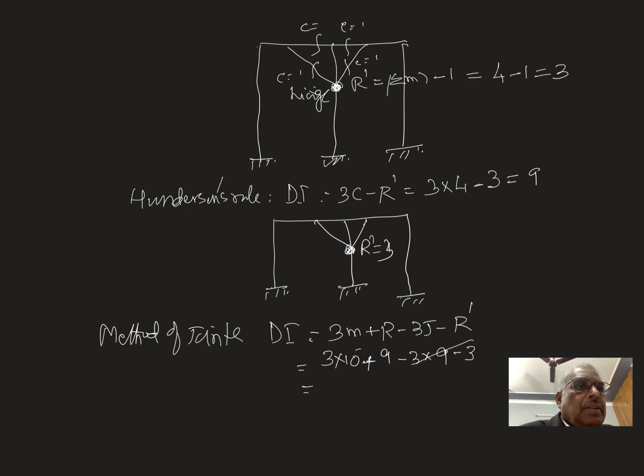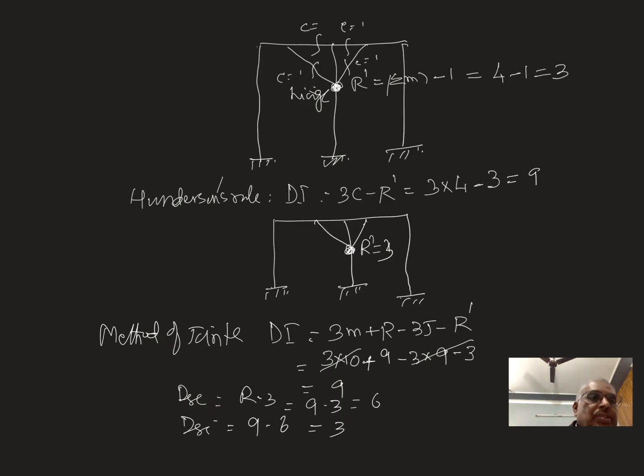9. This and this cancel to 9. So total indeterminacy is 9. So external indeterminacy here is r minus 3, so r is 9 minus 3, 6. So internal indeterminacy is total minus 6, which is equal to 3. So there will be external indeterminacy 6, internal indeterminacy 3. In this way, this problem has been solved, and by both the methods we are getting the same value.